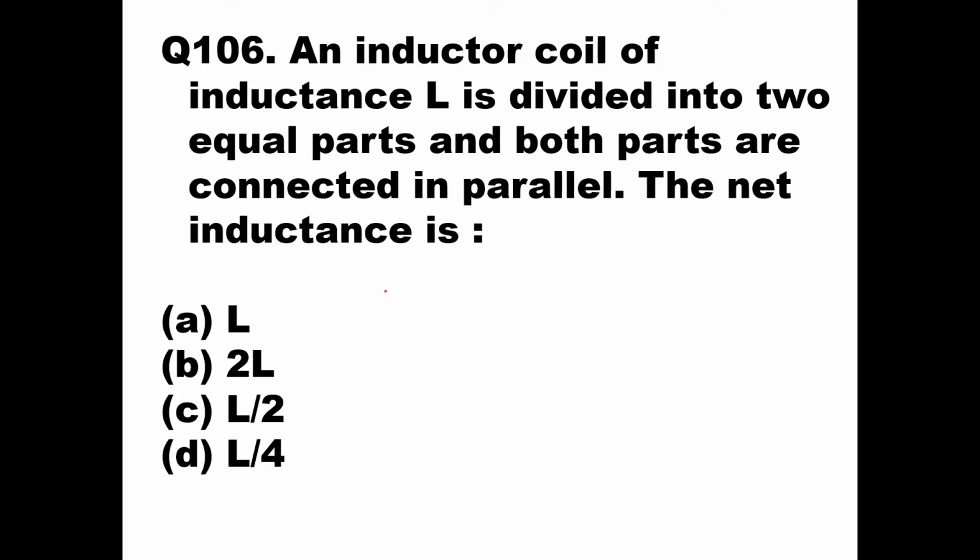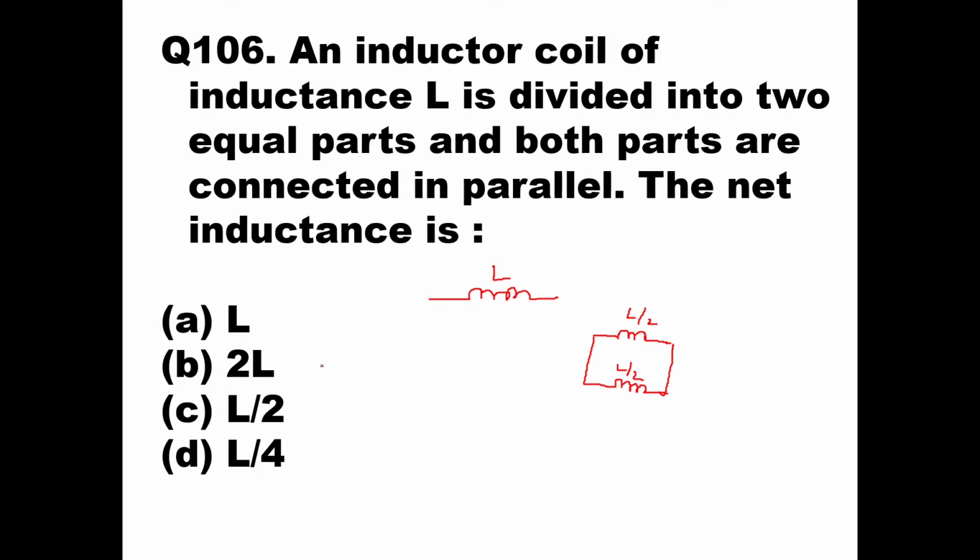Question number 106. An inductor coil of inductance L is divided into two equal parts and both parts are connected in parallel. Then what is the net inductance? Okay, so we have an inductance L coil. This will be divided into two, so you will have this one coil and another half coil here, connected in parallel. L is divided by 2, which means this is L by 2 and this is also L by 2. Now they are connected in parallel.